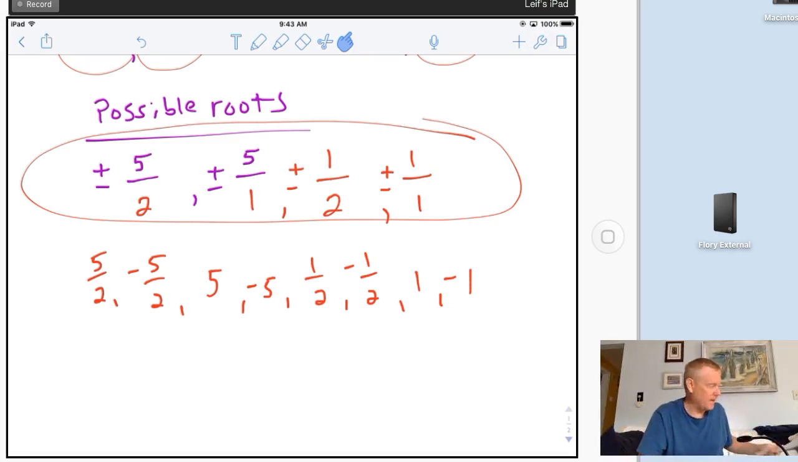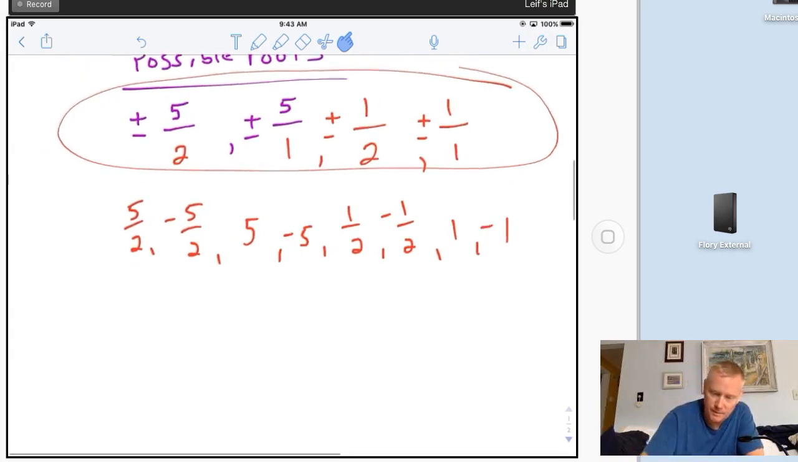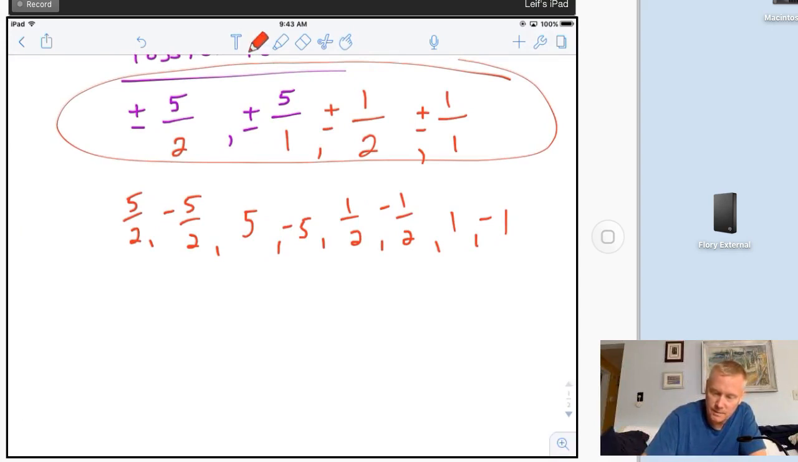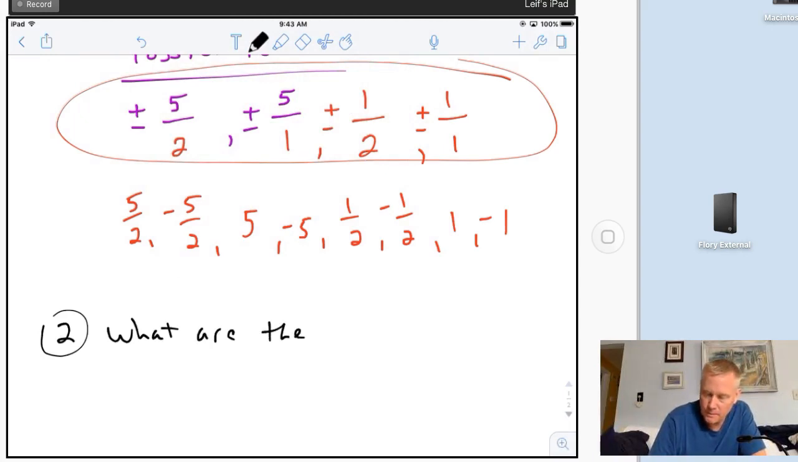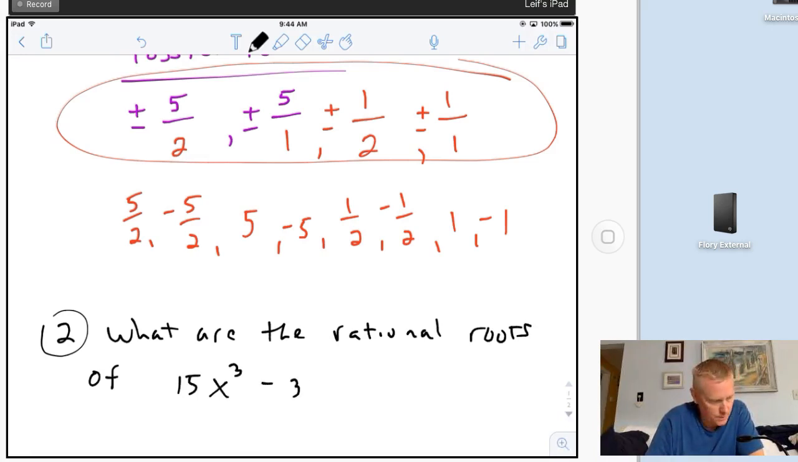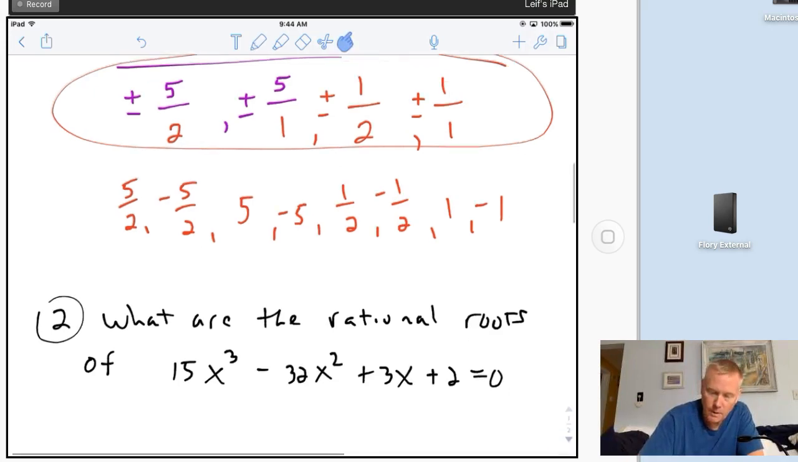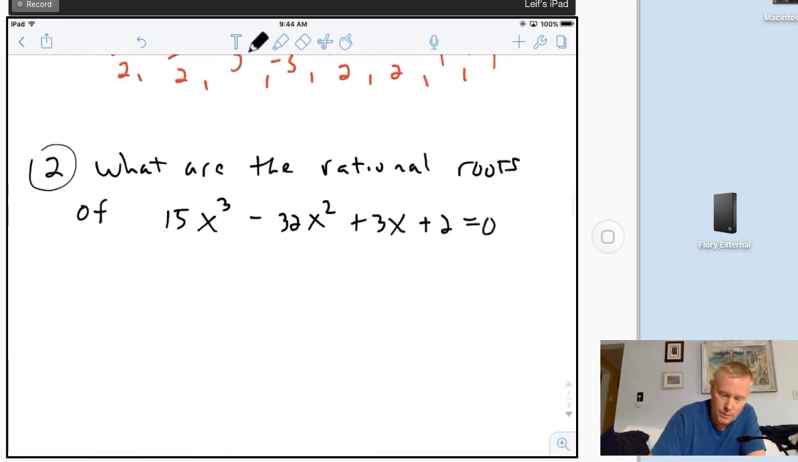So now that I've said that, let's go to number 2. What are the rational roots of 15x to the third minus 32x squared plus 3x plus 2 equals 0? Okay, so possible roots.